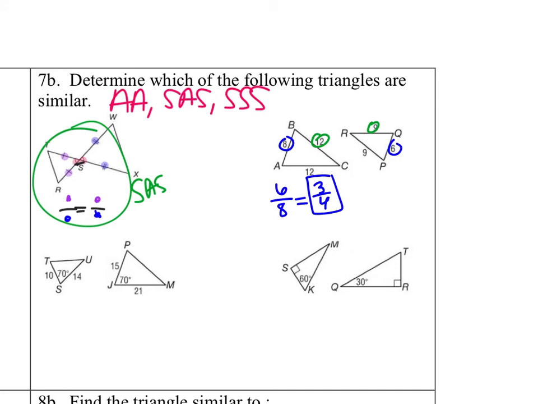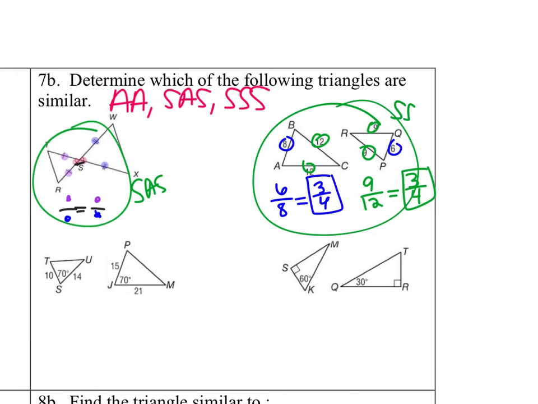So I'm just going to check one of these. I have 9/12. That can reduce to 3/4 as well. So that would be the same for these. So since we have the same proportions between all 3 sides, this option would be similar, okay, by side, side, side.